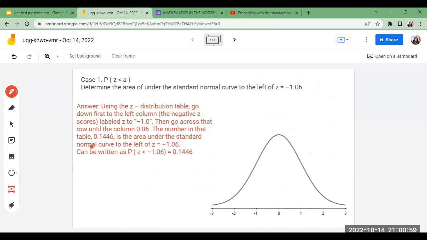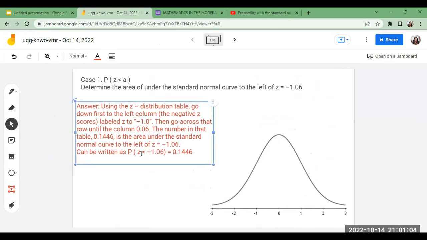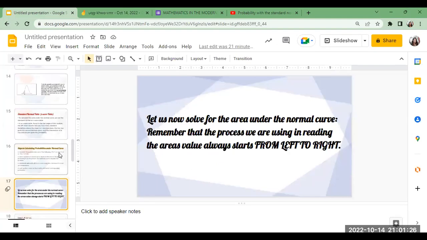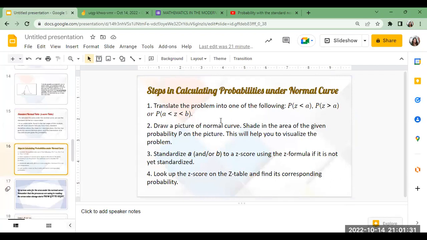Okay, so the answer, then we can write it like this one. Since it is to the left, we'll use the symbol less than. So the probability that Z is less than negative 1.06 is equal to 0.1446. Now let's draw the normal curve. So draw the picture of the normal curve.